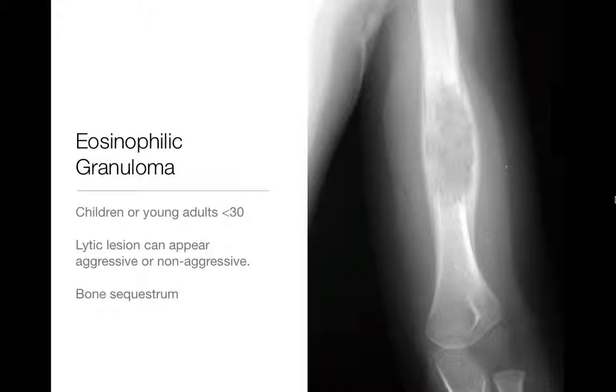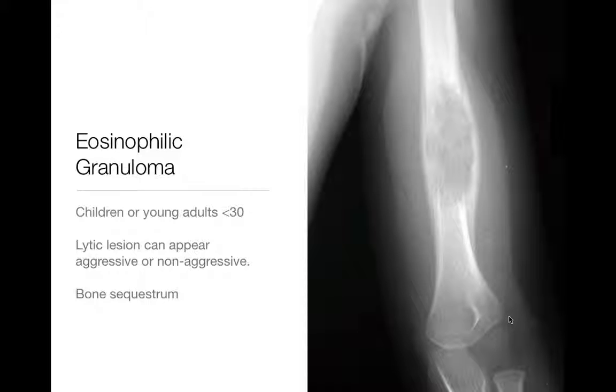All right, next up, eosinophilic granuloma. This is something you're going to think about only in children or young adults. Please don't think about eosinophilic granuloma in older adults. You're likely to be wrong. So eosinophilic granuloma can be single, it can be multiple, it can look very benign appearing, or it can look very aggressive, such as this one right here.